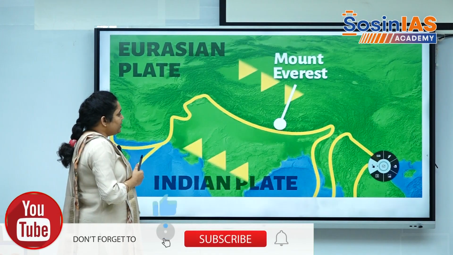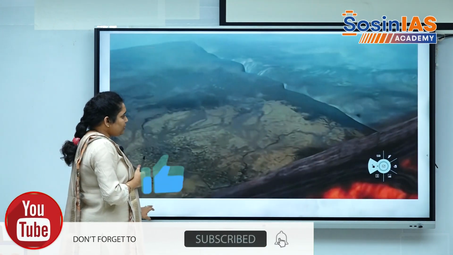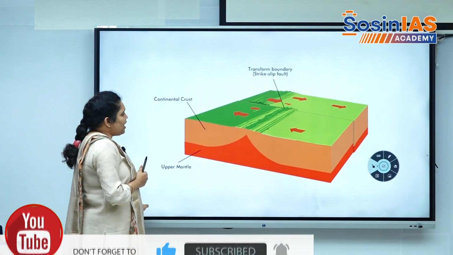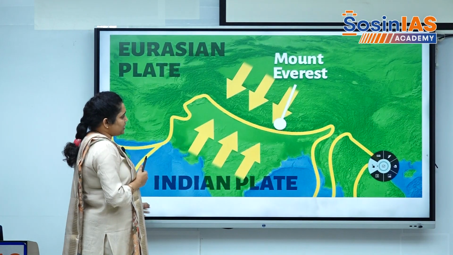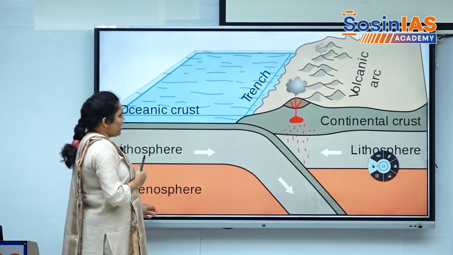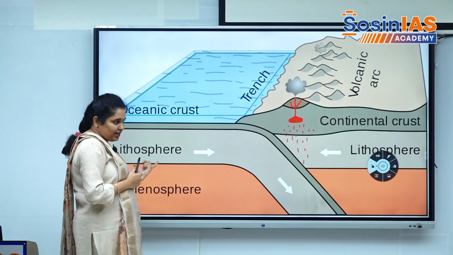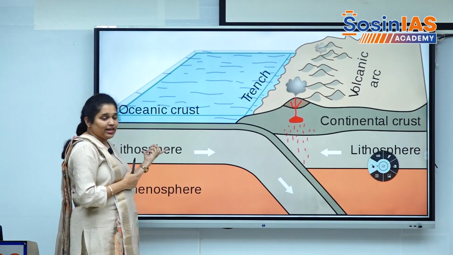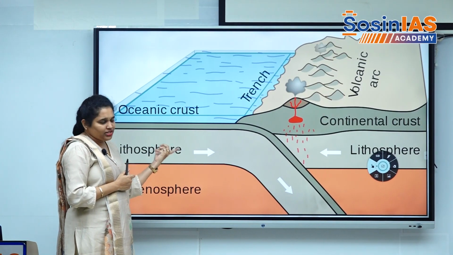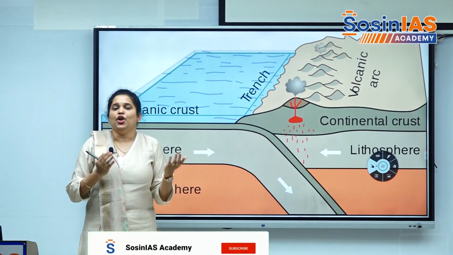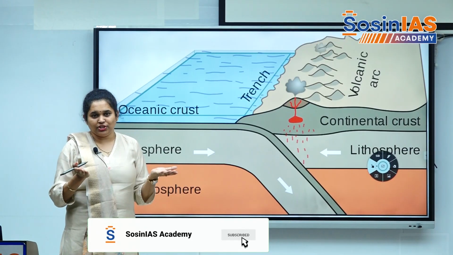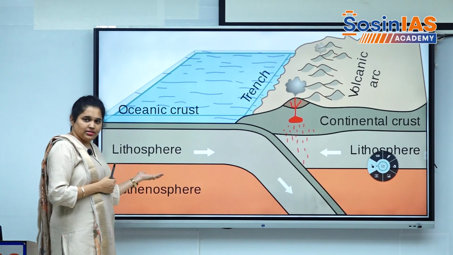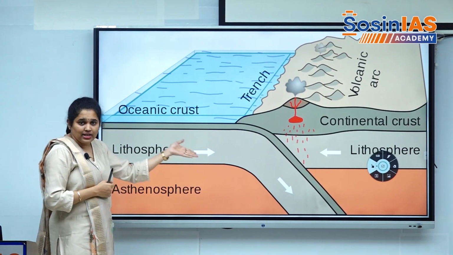Now, apart from continent-continent convergence and ocean-ocean convergence, we have ocean-continent convergence as well, wherein there will be an oceanic plate which will be subducted. An important point that you need to remember here is that whenever two plates converge, the heaviest plate will subduct. Oceanic crust being the heaviest one will subduct.